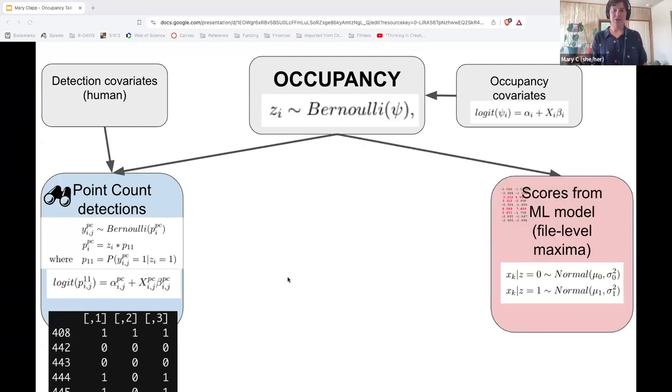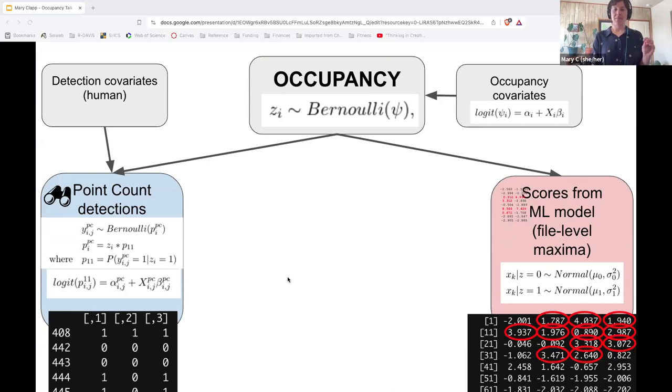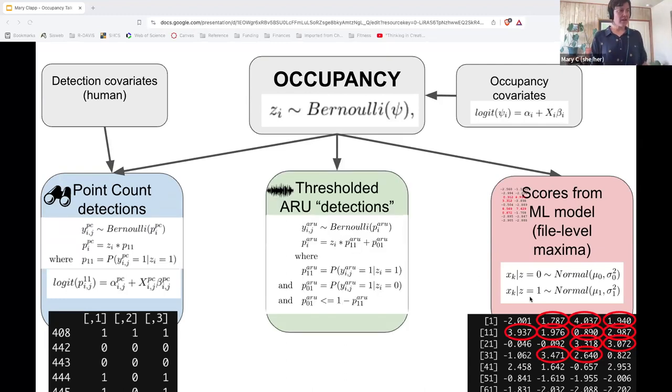Next, we include a vector of scores from our machine learning model output from the ARU data. And specifically, they are the maximum score for that species of interest within a 15-minute file, regardless of whether it represents a true positive or a false positive. So for every 15-minute file, we extract the very highest logit score. You know, from all those 2.5-second clips, we pick the very highest one for every 15-minute file. So these scores are indexed by site.